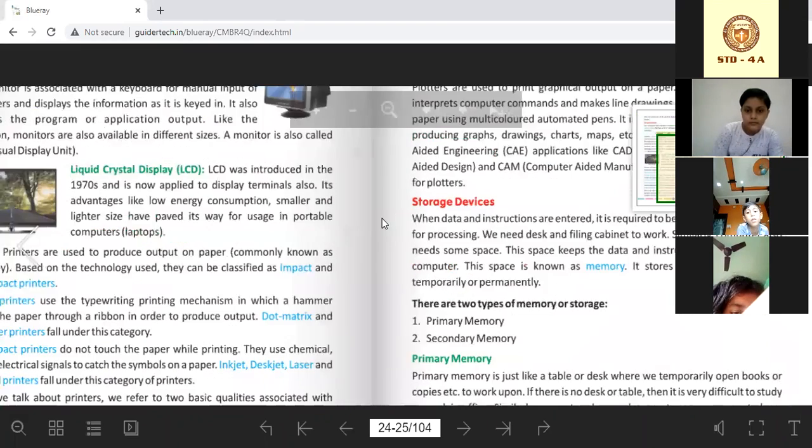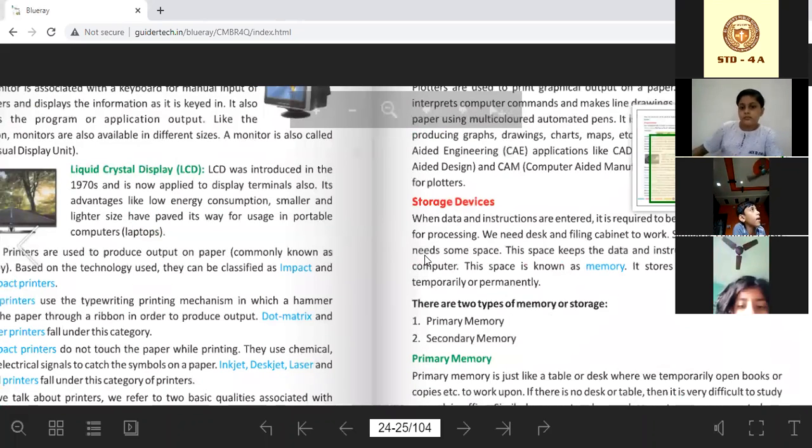Students, today we are going to do storage devices. As we discussed earlier, we all need to store things with us, right? If you have new books, so as we discussed yesterday, suppose for example you were in standard 3, so your bookshelf was filled with standard 3 books and notebooks.